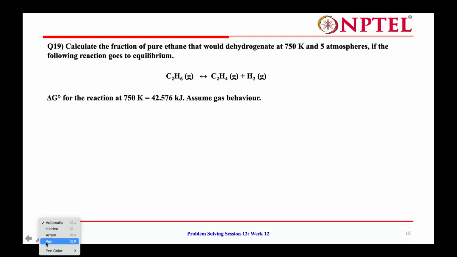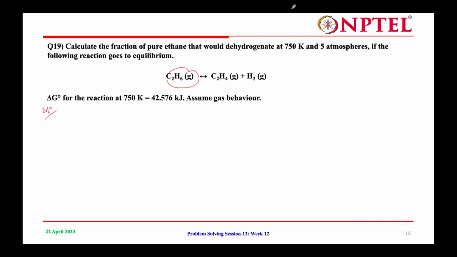Now moving to question number 19. Calculate the fraction of pure ethane that would be dehydrogenated at 750 Kelvin and 5 atmosphere if the following reaction goes to equilibrium: C2H6 gives C2H4 plus H2. Delta G for the reaction at 750 Kelvin is 42.576 kilojoule. Assume the gases are pure. Here we have to calculate the fraction of pure ethane. So delta G is given, temperature is given, pressure is given. Okay.